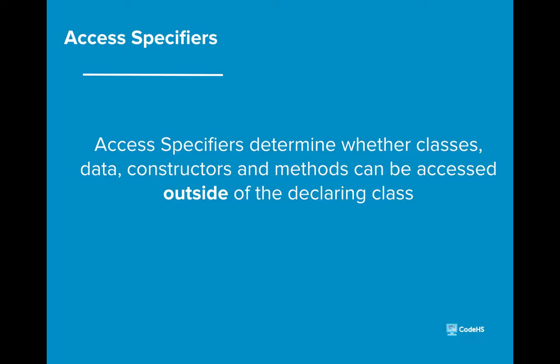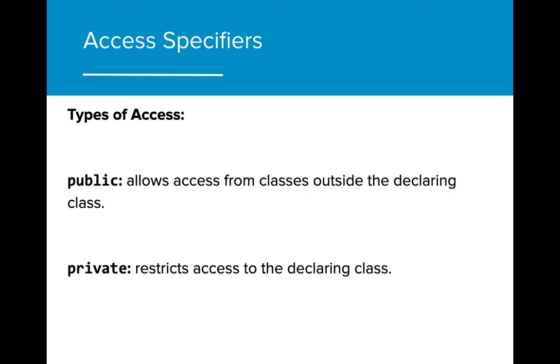The access specifiers determine whether classes, data, constructors, and methods can be used outside of the declaring class. There are a few different access specifiers, but the ones that we will focus on in this course are public and private access. Public access, which we've been using for all of our methods up to this point, allows access from classes outside the declaring class, while private access restricts access to data and methods to the declaring class.